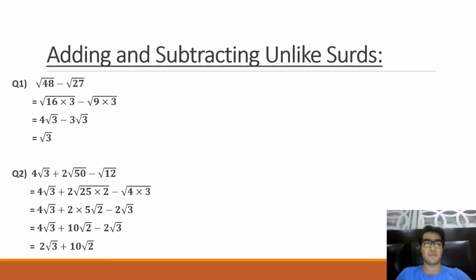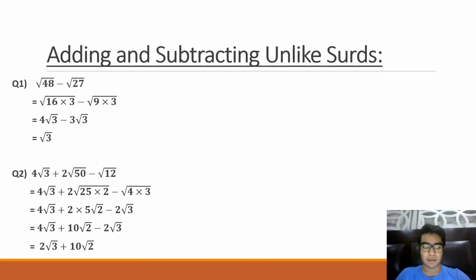So root 16 times 3, so root 16 becomes 4 because 4 times 4 is 16, so square root of 16 is 4, so we leave 4 as it is, and it's multiplying with root 3. We just put the minus sign, we bring it down from up, and we simplify root 9. Root 9 is equal to square root of 9 is equal to 3, so minus 3, and we leave square root of 3 as it is.